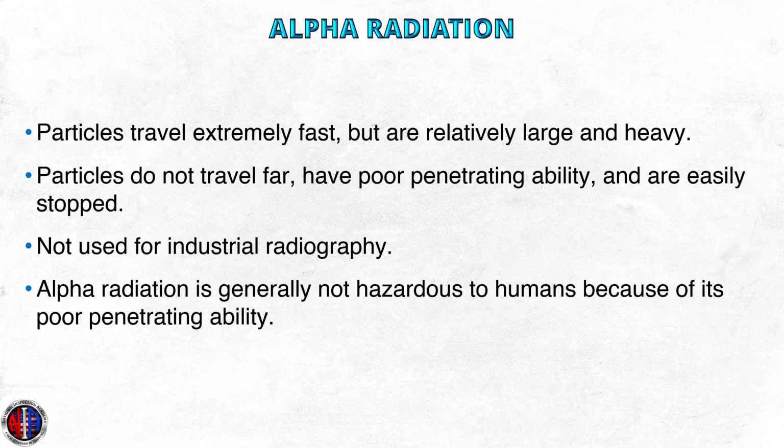Although they travel extremely fast, alpha particles are relatively large and heavy. As a result, they do not travel very far, maybe a few centimeters at most, have poor penetrating ability, and are easily stopped. A sheet of paper or an inch of air is more than sufficient to stop alpha particles. Alpha particle radiation is not used for industrial radiography, however it can be found in smoke detectors in very minute amounts. Alpha radiation is generally not hazardous to humans since the particle is blocked by dead skin cells. However, if any alpha particles are ingested or inhaled, serious cell damage could occur to internal body tissue.